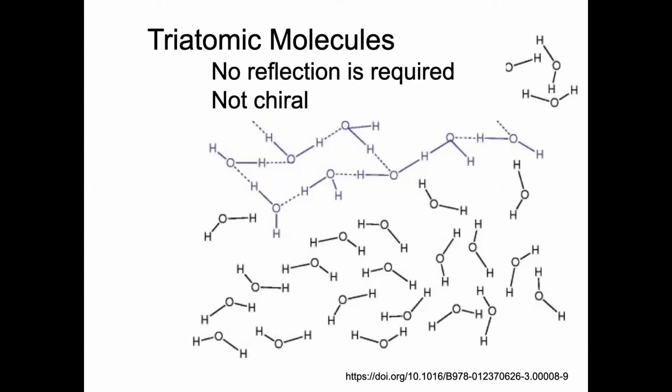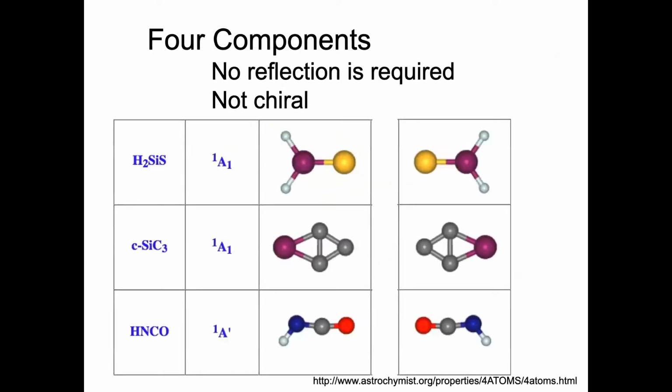Next slide, please. And then if you have a 4-component molecule, again, it's not going to be chiral. You can see there are 3 different arrangements of a 4-component system, and in all of them, it doesn't require reflection. You can rotate and translate, and you'll get from one to the other.